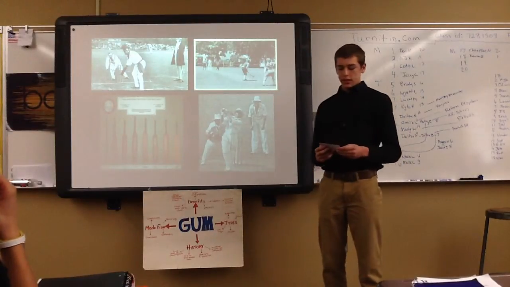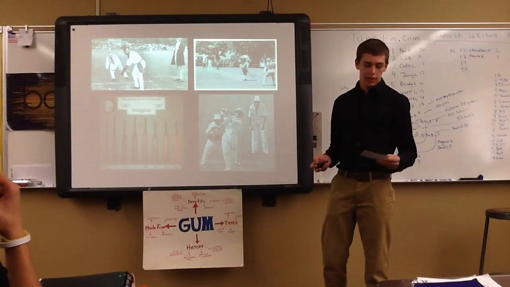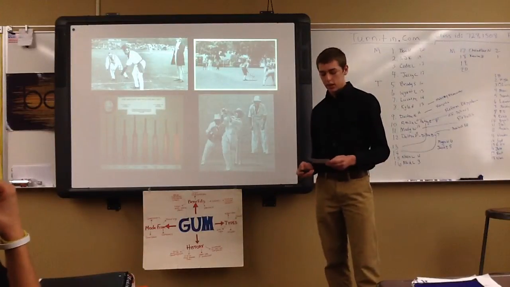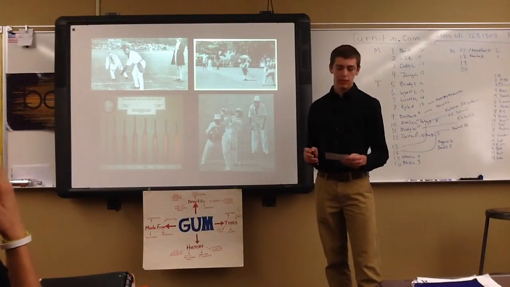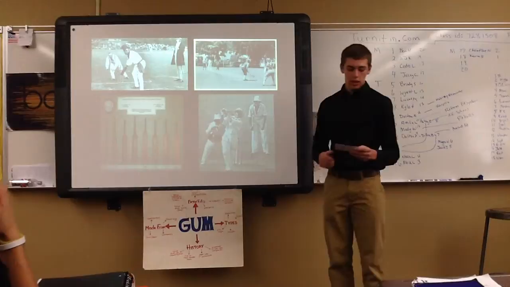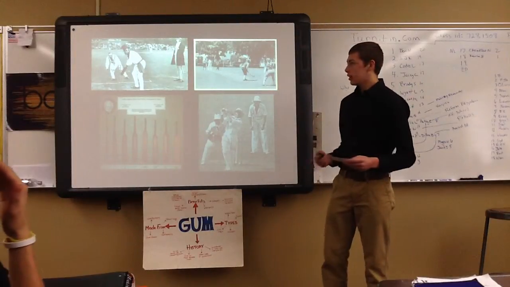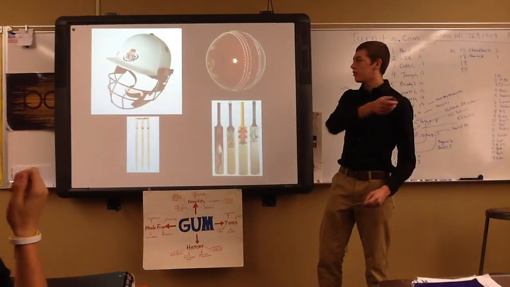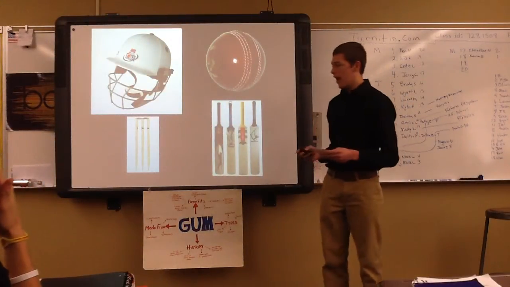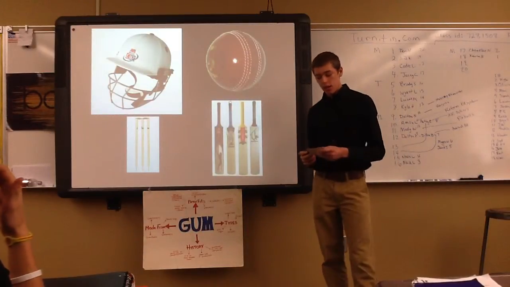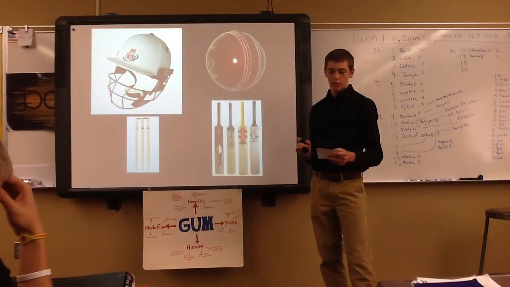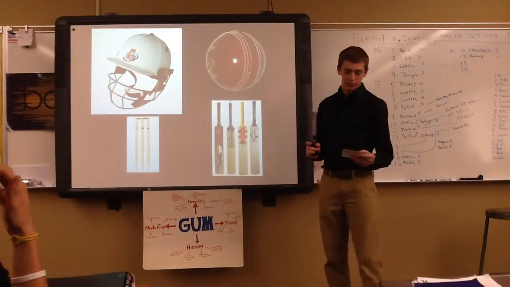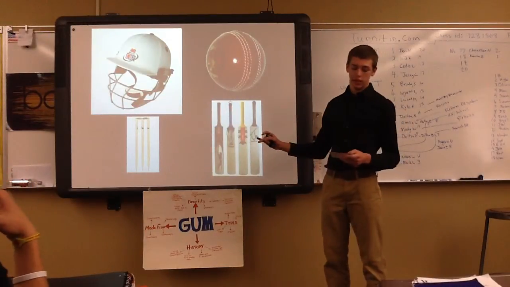Now that we've talked about the history, we're going to talk about how it's played. First, there are 2 teams, each with 11 players and 2 umpires. And some equipment you might need: a bat, to hit the ball with. A ball. A helmet and pads for batting. And a wicket, which I'll get to later.